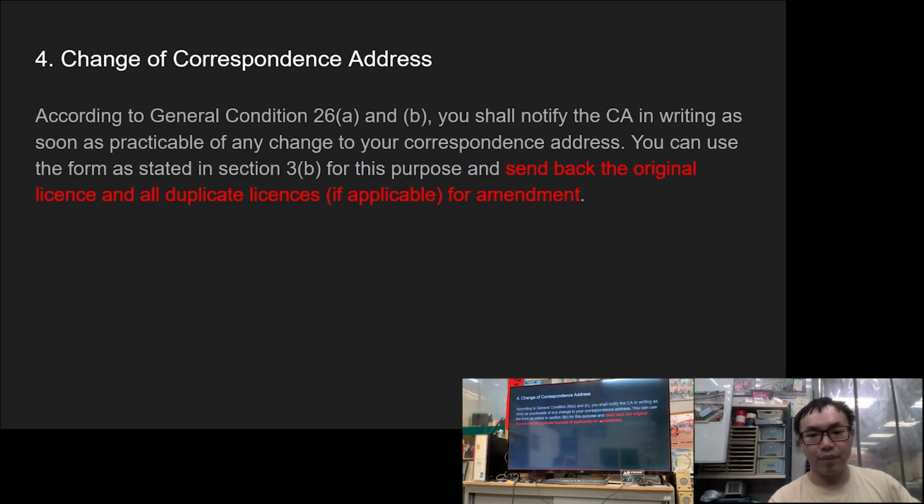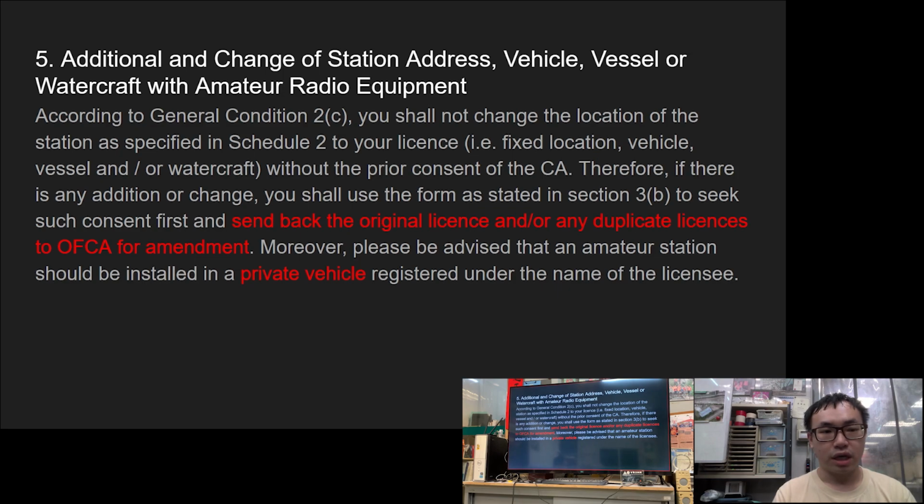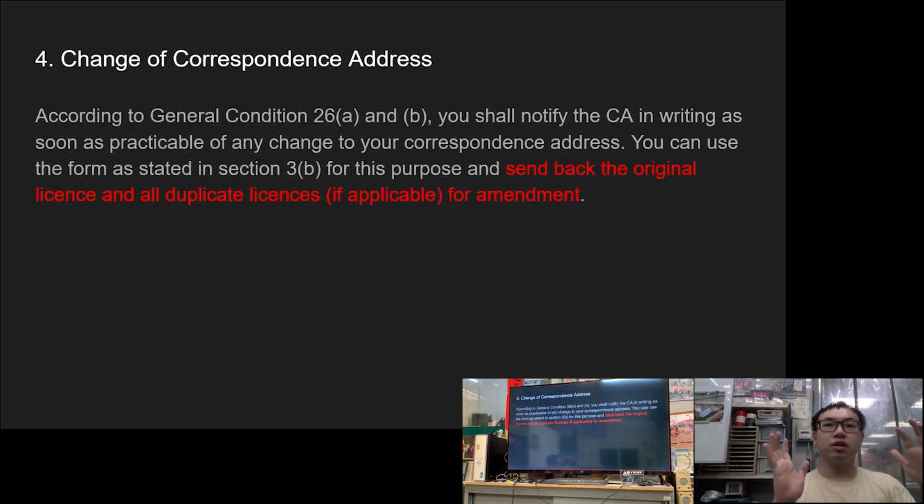For point 4, if you have changed your address or there are any amendments on your license, you should always send your original copy and duplicate license. All the licenses issued by OFCA, you should always send them back, because this is the property of the government. If you lost it, or need to make any changes, just send them back to OFCA and they will reissue the license for you. If you don't send them back, they can charge you a fine or send you to jail.